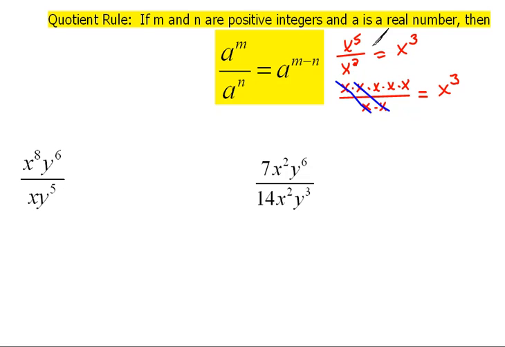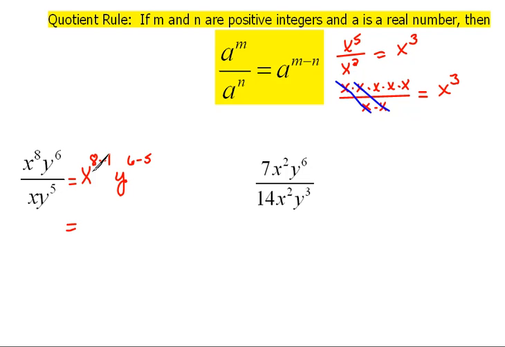Now let's apply this. The first time, let's use it by absolutely applying the rule, and then we'll look at sort of a shortcut. Okay, so here we have some x's. We are dividing like bases, so we would subtract the exponents. So that would be x to the 8 minus 1 power. And again, we have y's, where we are subtracting the exponent because we're dividing like bases. So that would be y to the 6 minus 5.